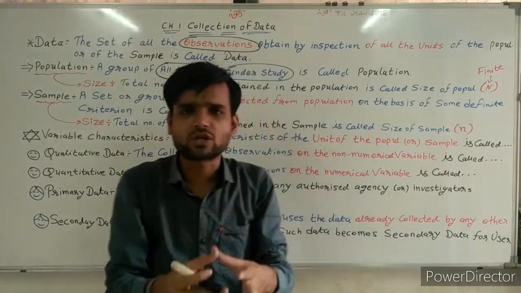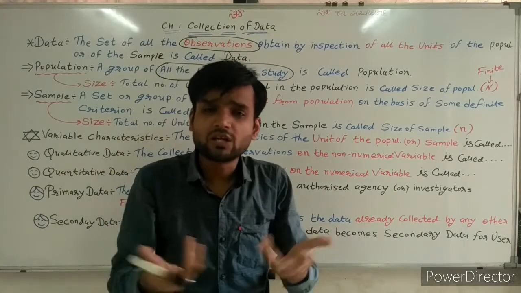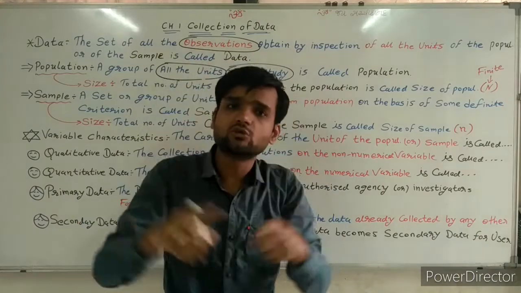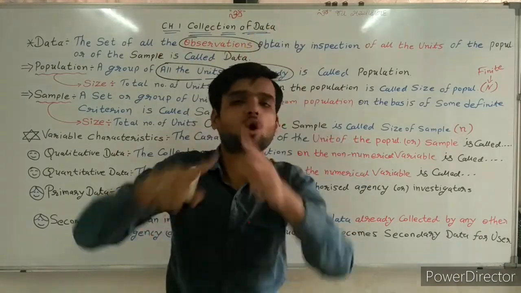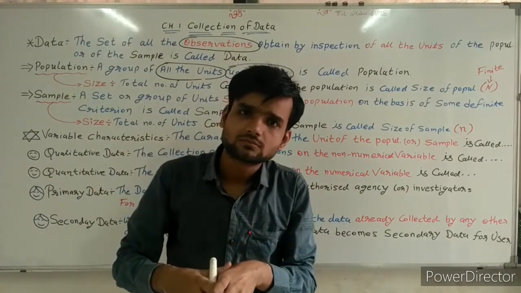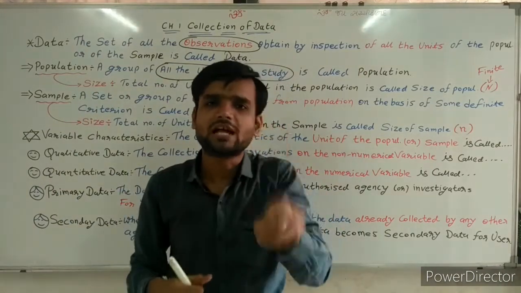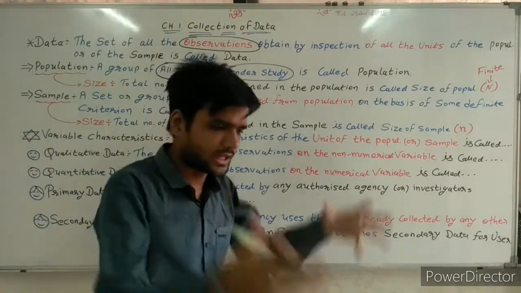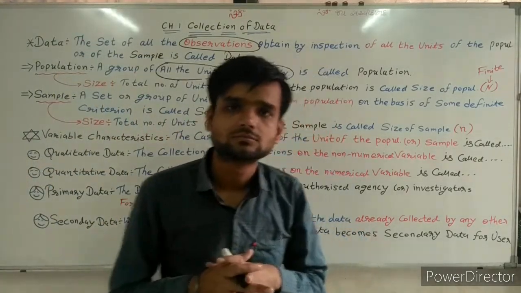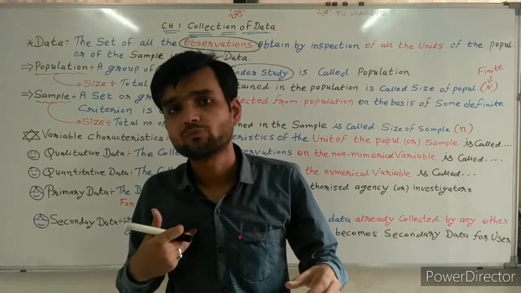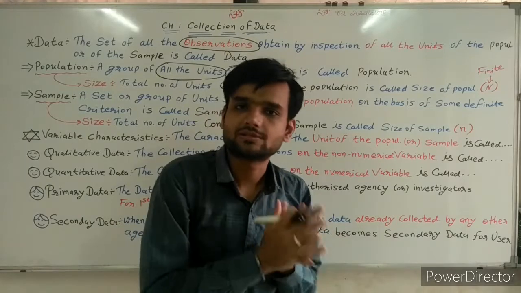Data means observation. What we have observed by inspection, we have observed all the units of population or all the units of sample. After observing this, we are collecting information. That information is called data. That collection is data. By that data, we can bifurcate our information also. But the collection is this.